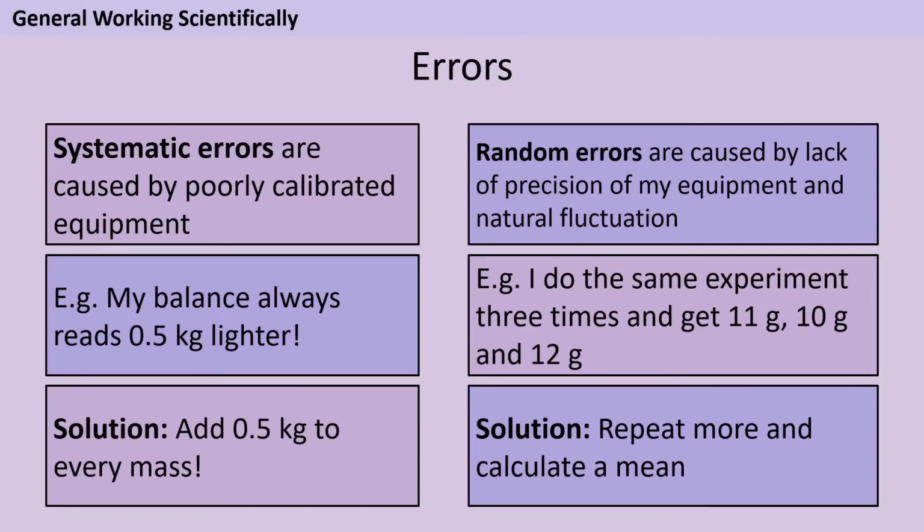Somebody asked in the chat about zero errors. So a zero error is just a specific type of systematic error. So actually the systematic error that I described is a zero error, because the issue is with where zero lies.